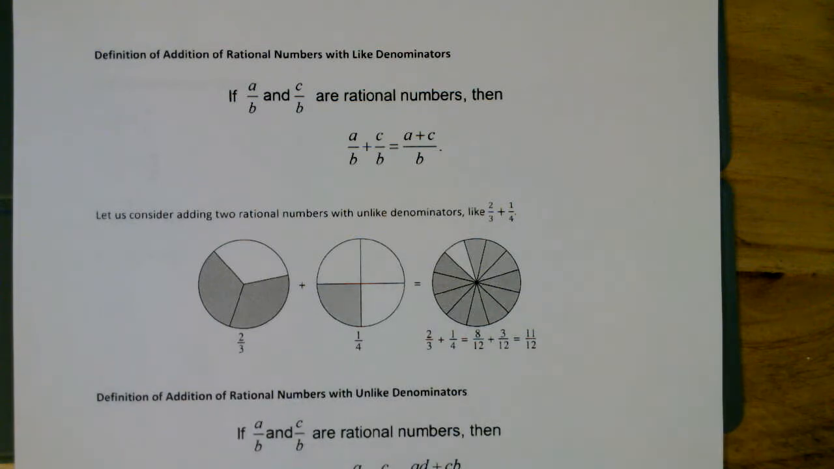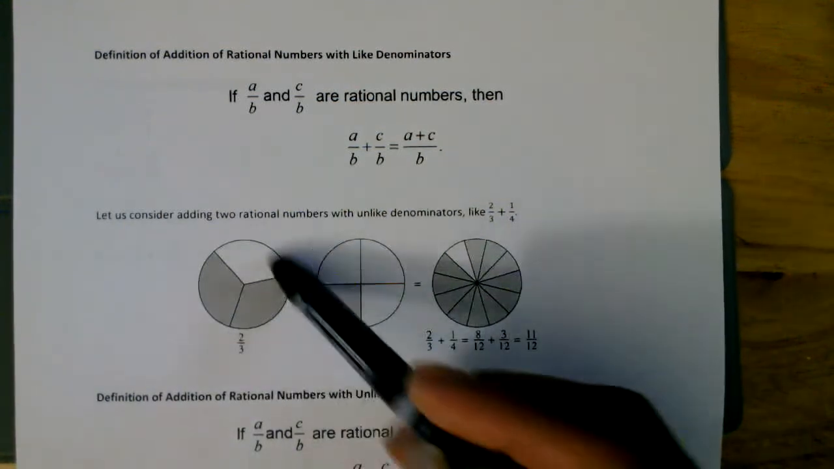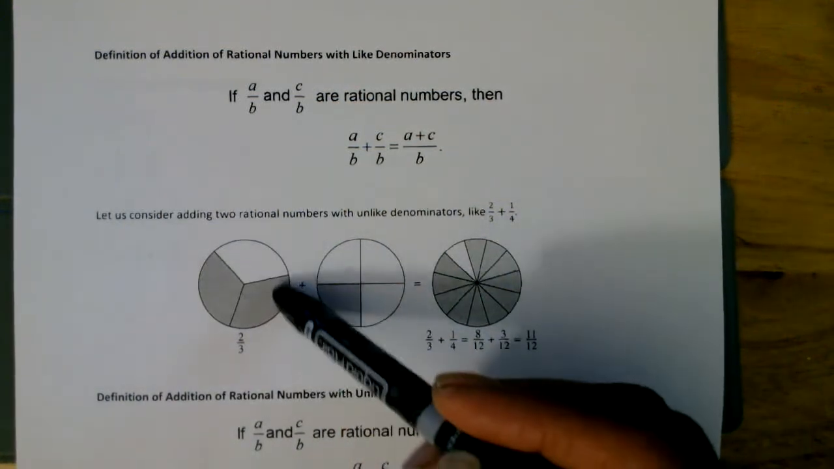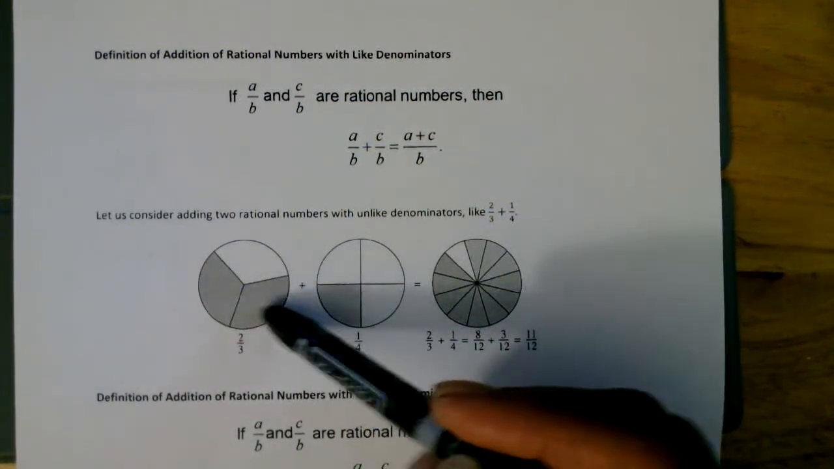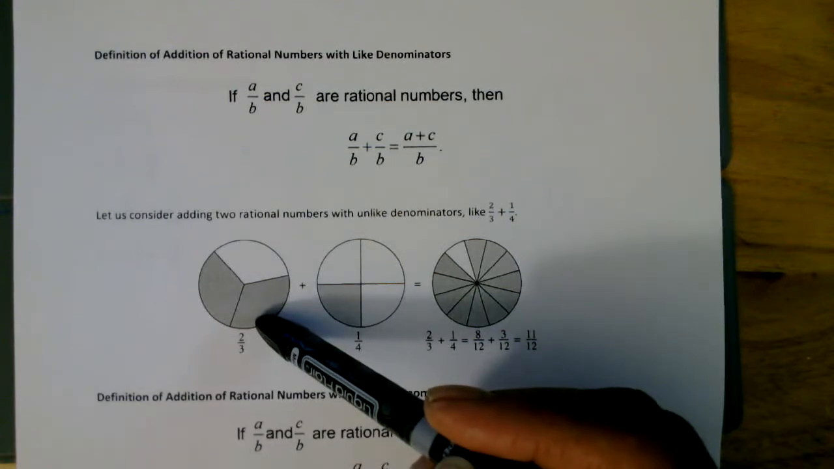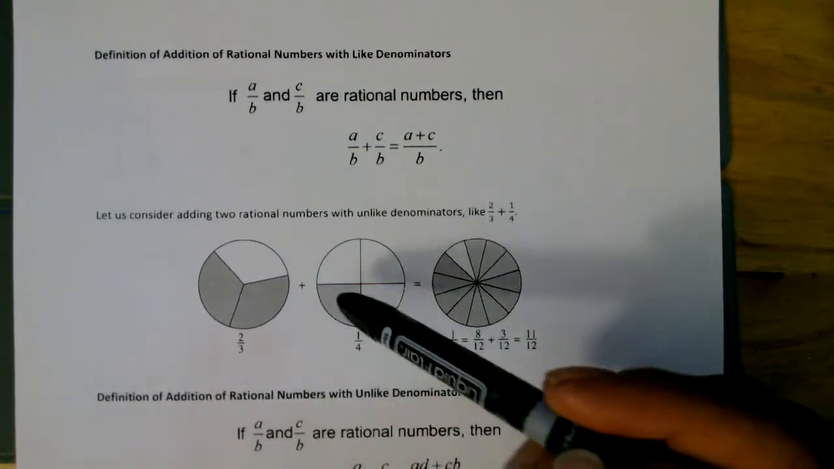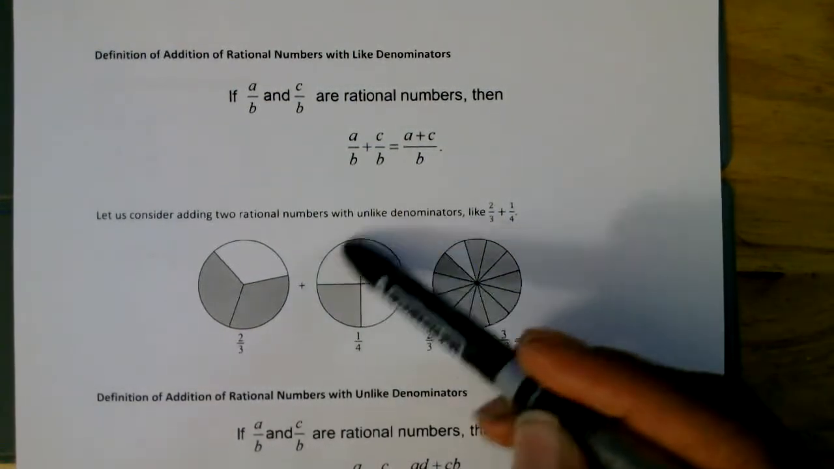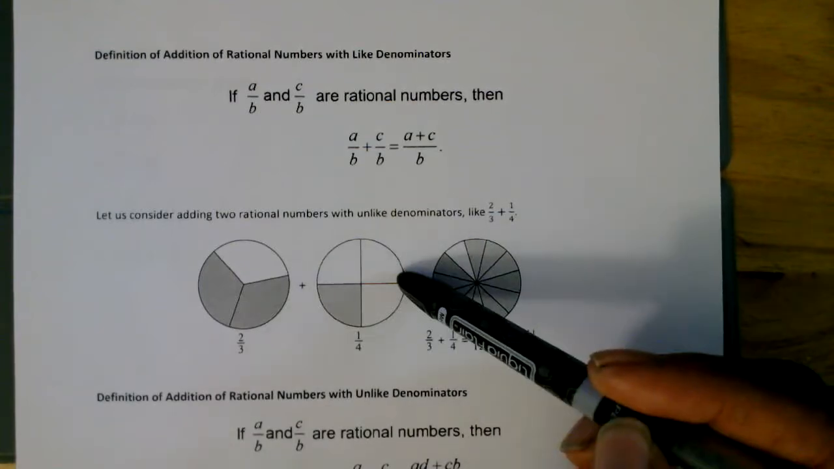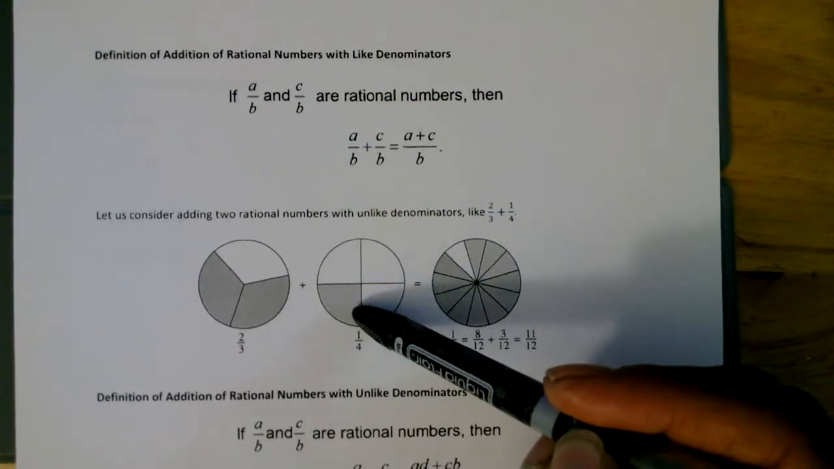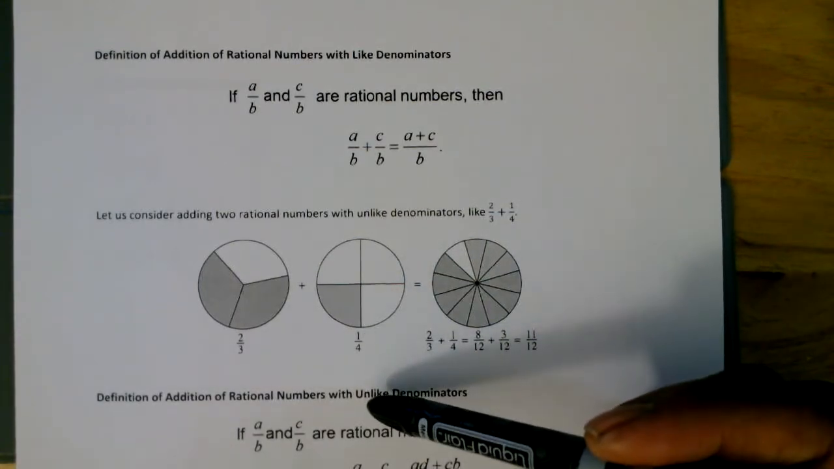Now let's look at 2 rational numbers with unlike denominators. In this case, we want to do 2/3 plus 1/4. So here I have a circle divided into 3 equal sections. 2 of those sections are shaded. That's 2/3. And then for 1/4, here I have a circle divided into 4 equal parts. One of those parts is shaded, so that's 1/4.